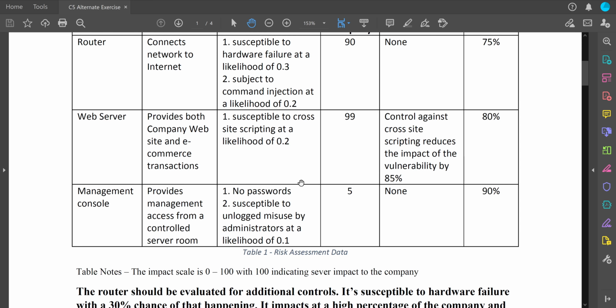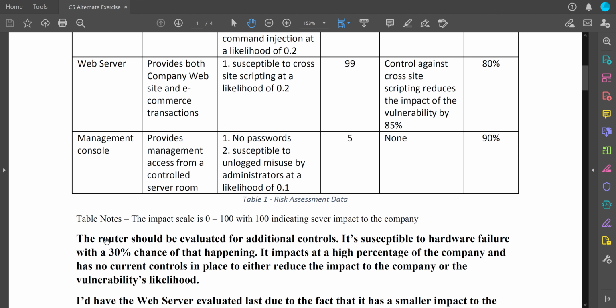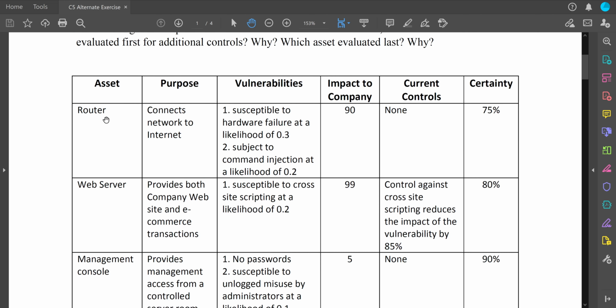So for number one, I said that the router should be evaluated for additional controls. I said it because it's susceptible to hardware failure with a 30% chance of that happening, and it also impacts a high percentage of the company and has no current controls in place to reduce the impact on the company or the vulnerability's likelihood. In the table you have the asset, the purpose, the list of potential vulnerabilities, the percentage, which is just lacking the percent sign, the impact on the company, and the current controls in place, along with the certainty.